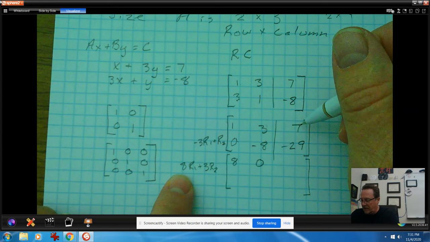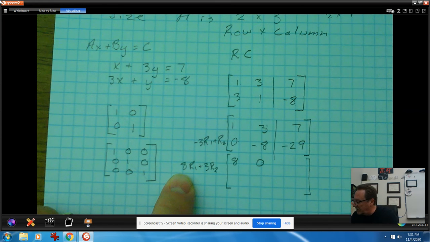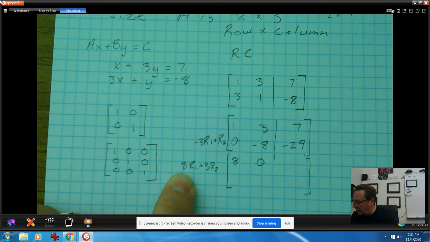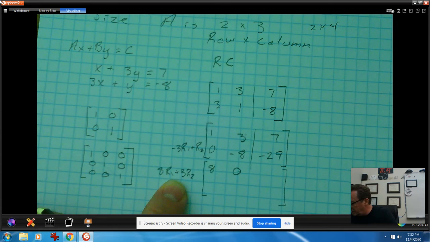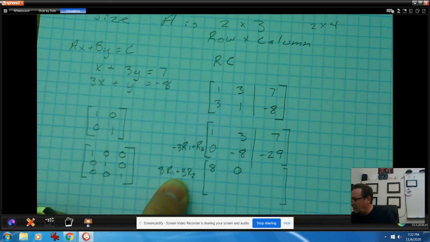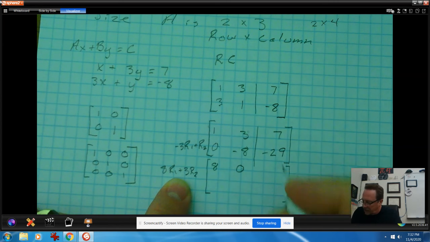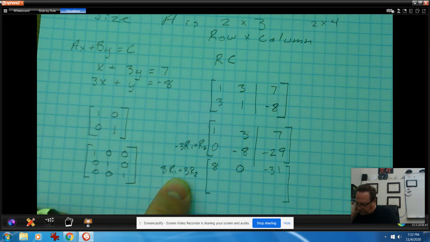And 8 times 7 is going to give me 56. I might have to use my calculator. 8 times 7 is going to give me 56, but then I got to do 3 times negative 29 to give me negative 87. Which I think gives me negative 31. Again, that was 8 times 7 to give me 56, and 3 times negative 29 to give me negative 87. And you add those together and you get negative 31.